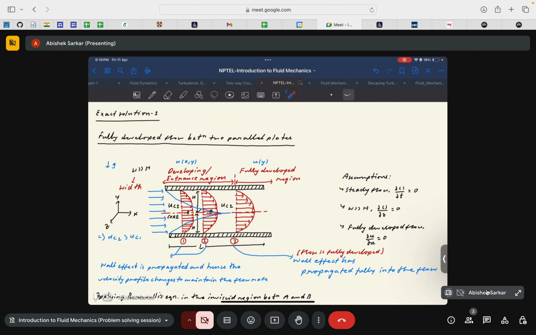The only example that I will take is flow through two parallel plates, and this again is one of the very standard solutions of the Navier-Stokes equation.